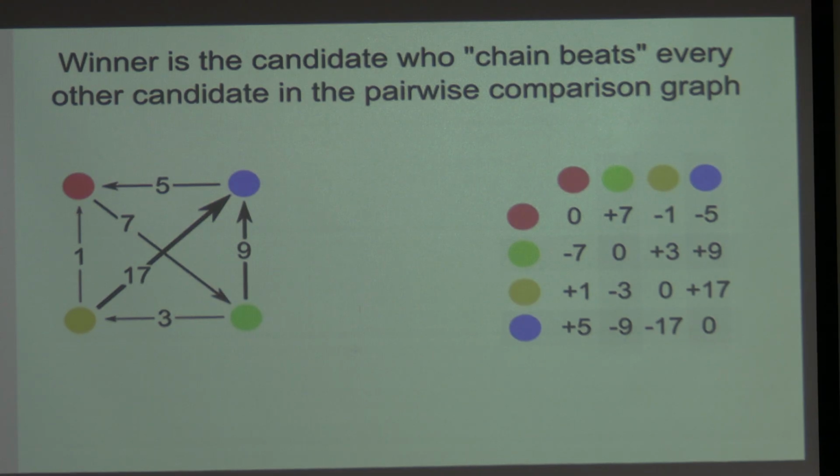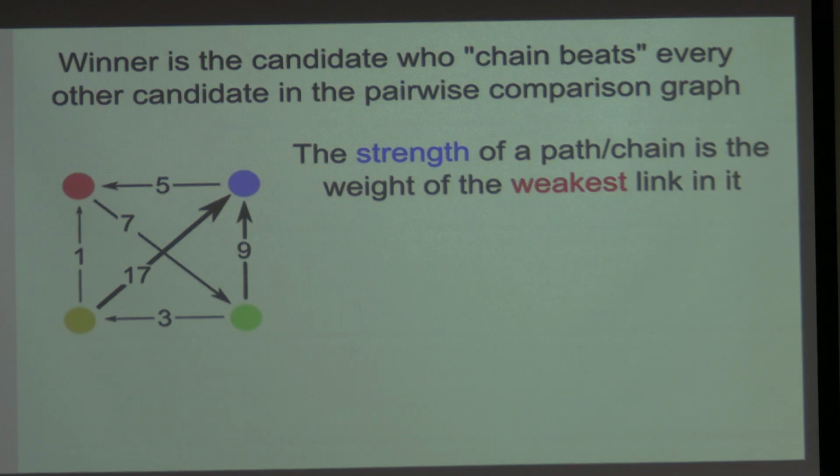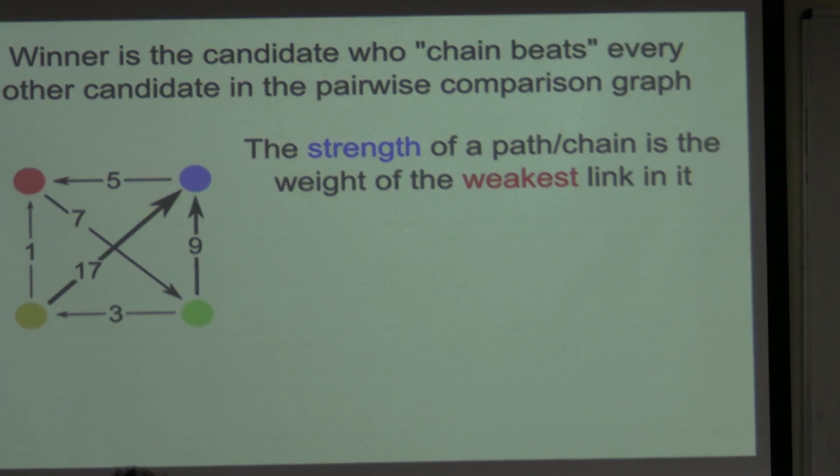Now we are going to look at pairs of candidates in this graph, and at paths between them, and at how strong these paths are. So, the strength of a path. A path is something like you start from, let's say, green to yellow to blue. So this is a path. The strength of a path, or if you want to call it a chain, is the weight of the weakest edge, or weakest link, on that path.